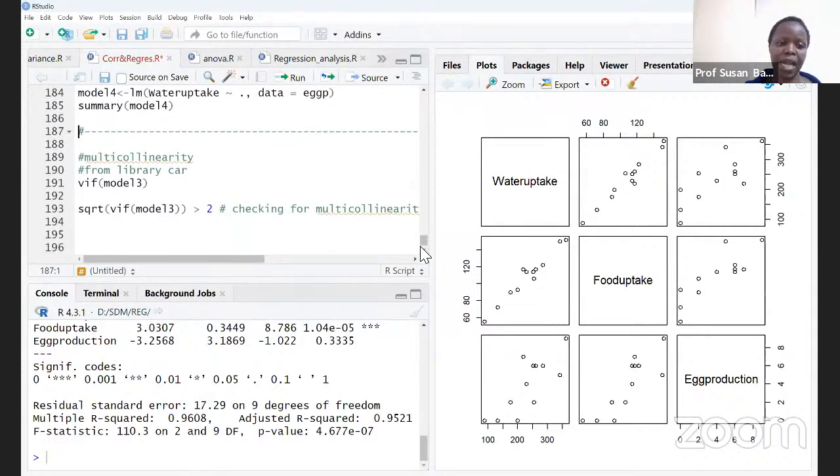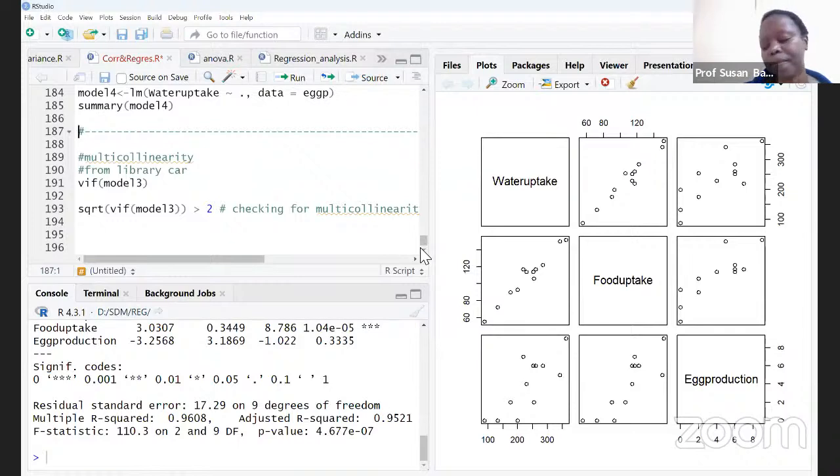Okay. Now, we can also find out whether our independent variables, egg production and food uptake, have high variance inflation factor. The VIF tests whether there is multicollinearity among your variables. Multi means many, collinearity means correlation. So are your variables, food uptake and egg production correlated? We use the VIF function to tell us whether they are correlated.